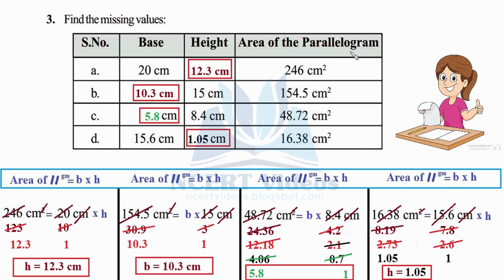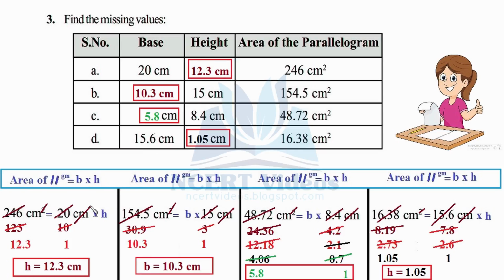Now area of parallelogram is given in all the 4 cases. So we will write first of all the formula for every case. Area of parallelogram equals B into H. Now we will place those values which are given to us. Area of parallelogram 246 centimeter square. We will simply write it first of all. Equal as it is. Here given with the base 20 centimeter. We write base as 20 centimeter into H. We don't know H. That is height we have to find.